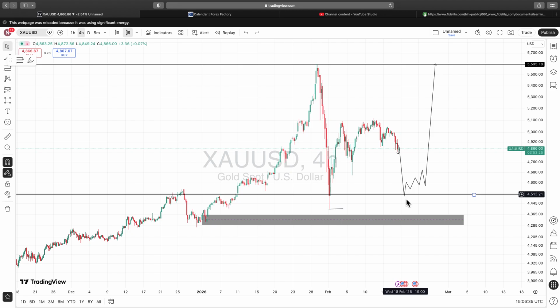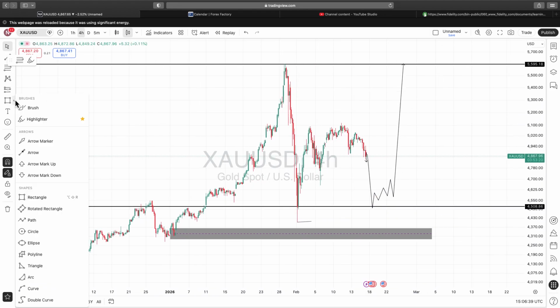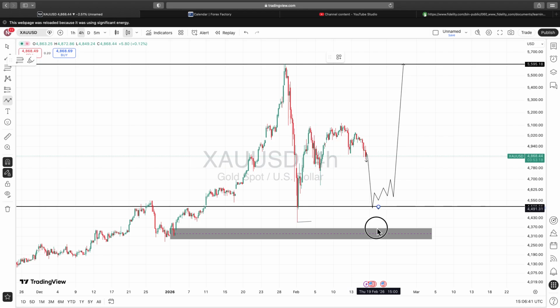If it doesn't hold, we expect a sweep, so that this market can give us something like this. A sweep of that zone will give us a tap of this demand. Now, a tap of that demand will still give us what we call a W pattern. The reason being, you can see the neckline still remains. So that is something we are still expecting.